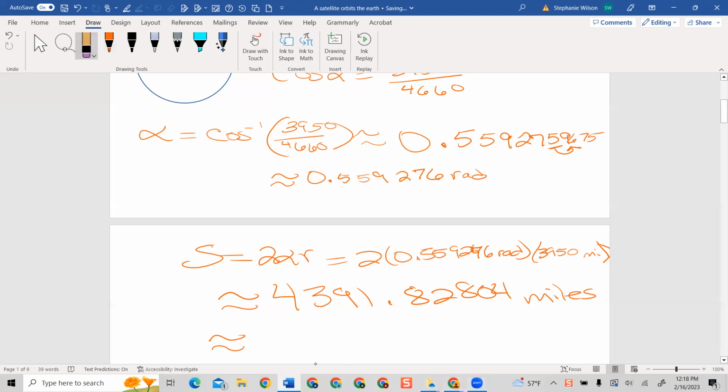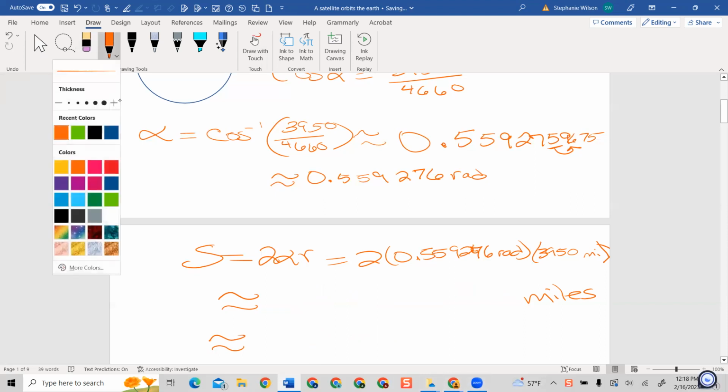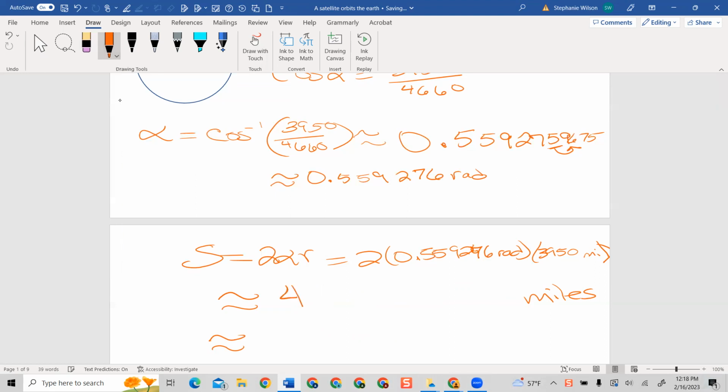And y'all, it's okay if you mess up every now and then. Just always double check. If it doesn't sound right or look right, definitely go back. It didn't look right to me, so I double checked. This is the actual number. So it's going to be 4,418.3 miles.